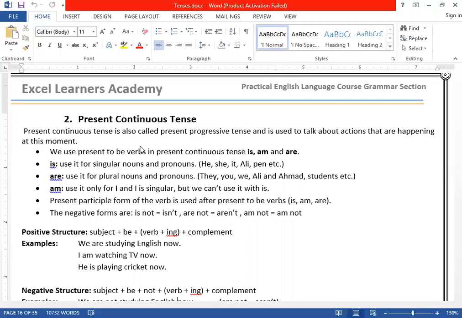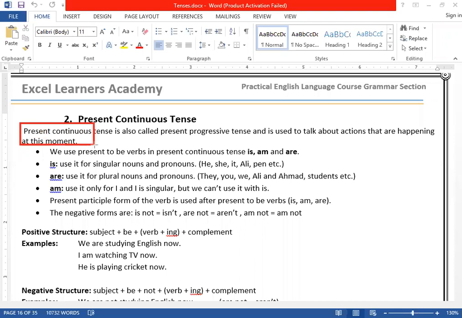In past continuous, we talked that we use helping verbs was and were. Over here, we will use is, am, and are. And the verb will always be in which form? Present participle. Present participle means verb plus ing. Excellent, clear?